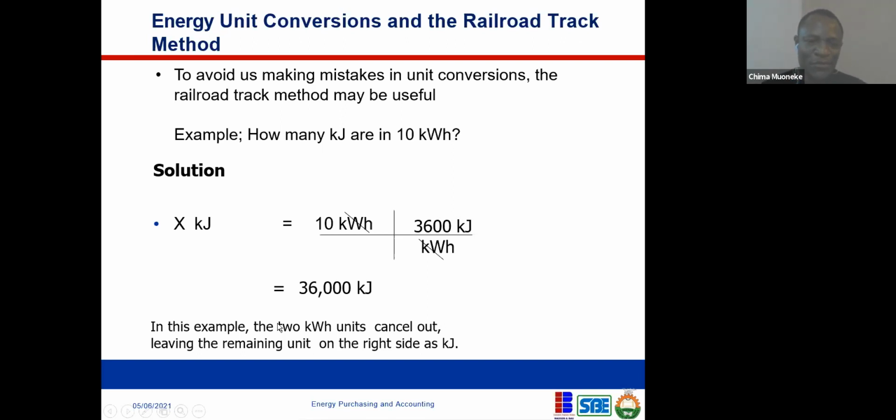So in this example, the units cancel out. That is, the kilowatt hour cancels out, leaving the remaining unit on the right side as kilojoule.